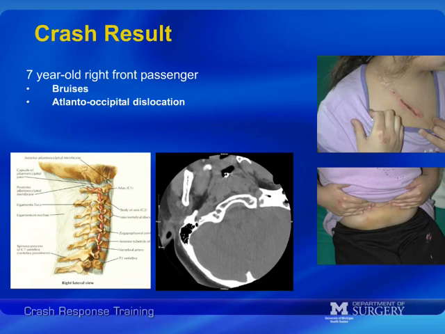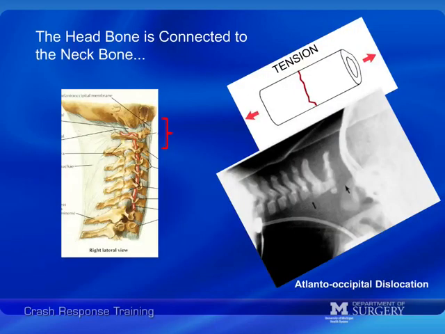This child sustained the bruises as you've seen there, but also she sustained an atlanto-occipital dislocation, which is a disruption of the connection between the head and the upper part of the neck. We saw evidence of this with bleeding noted on the CT scan of her upper neck. The head bone is connected to the neck bone, and it's good that it remains that way.